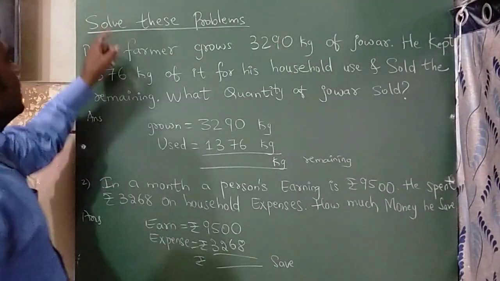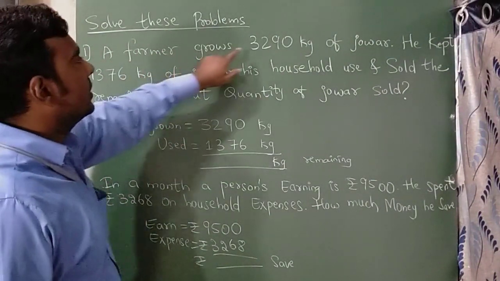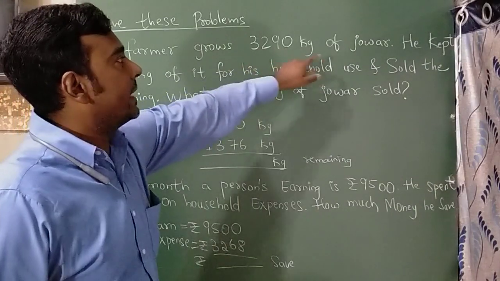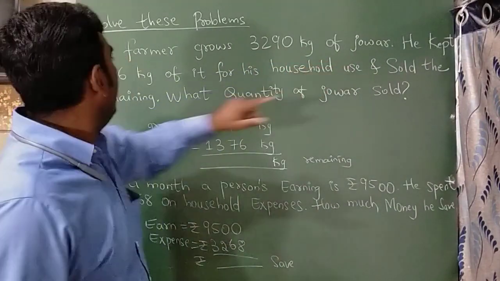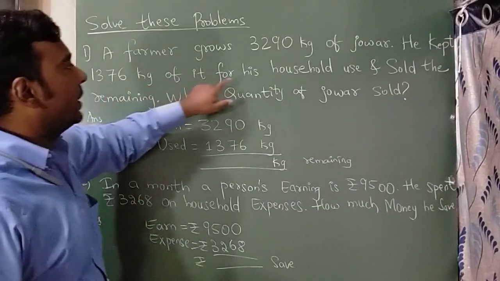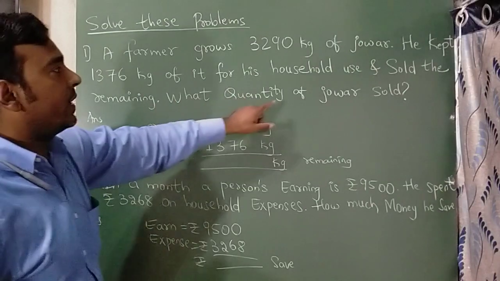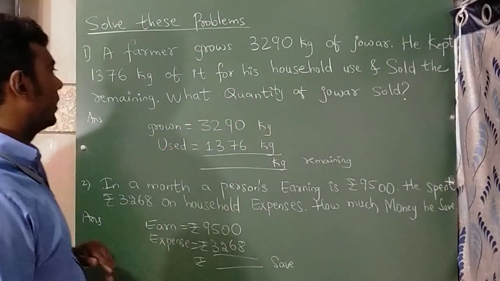Now the next sum is solve these problems. In the first one, a farmer grows 3290 kg of jar. He kept 1376 kg of it for his household use and sold the remaining. What is the quantity he has sold?